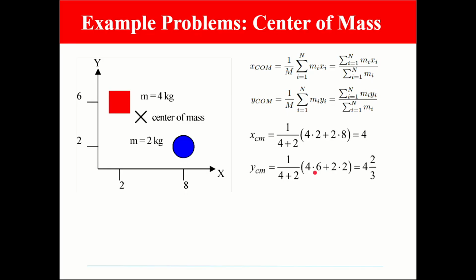And then we have our other mass here, our blue one, 2 kilograms once more, and that's going to correspond to a y-coordinate of 2. So 2 times 2. Do the math all out, and you get 4 and 2/3, written as a mixed number. That agrees very closely with our estimation here. We can see that the center of mass is going to be closer to the red mass.